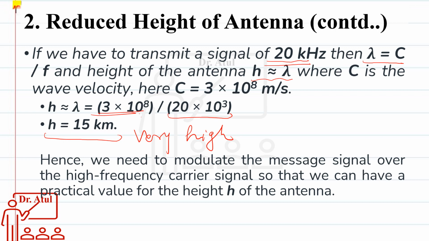Hence, we need to modulate over a signal which has higher frequencies compared to the message. Higher frequencies will need a smaller size of antenna. That will be the advantage of that.